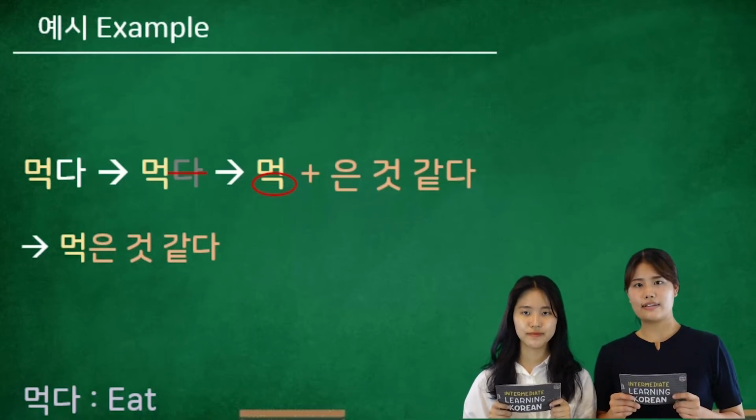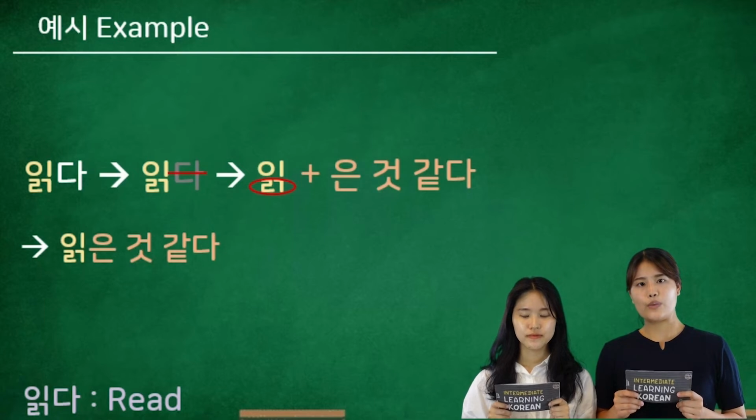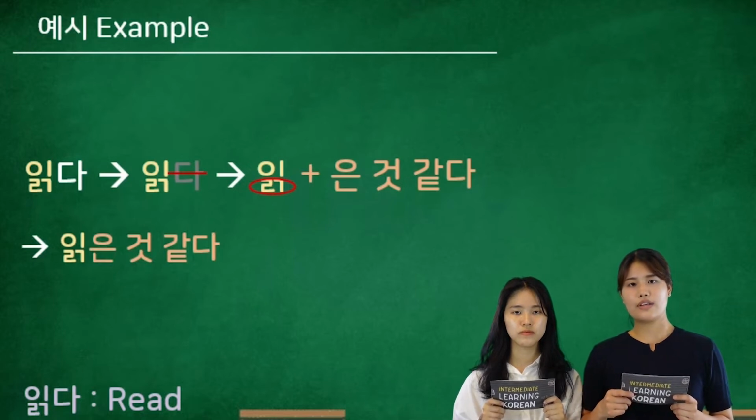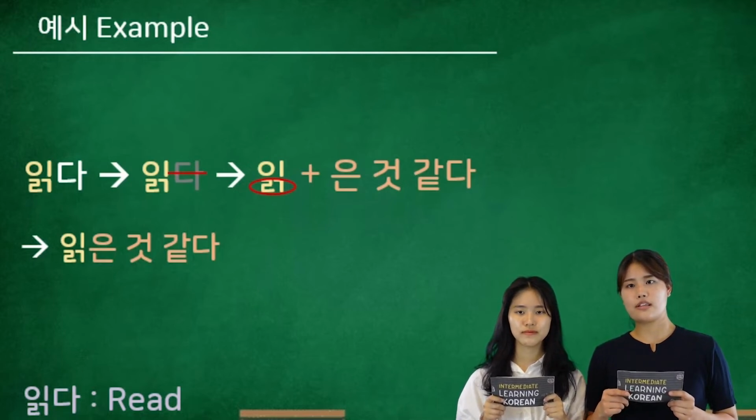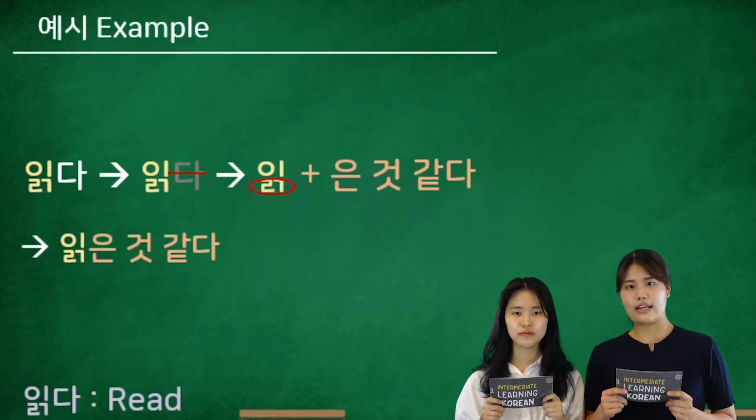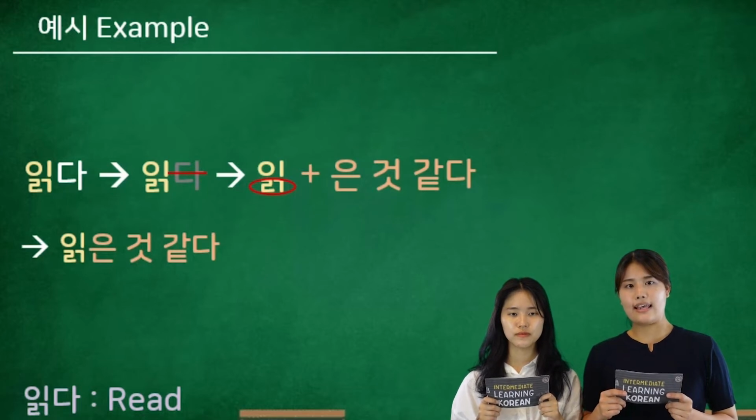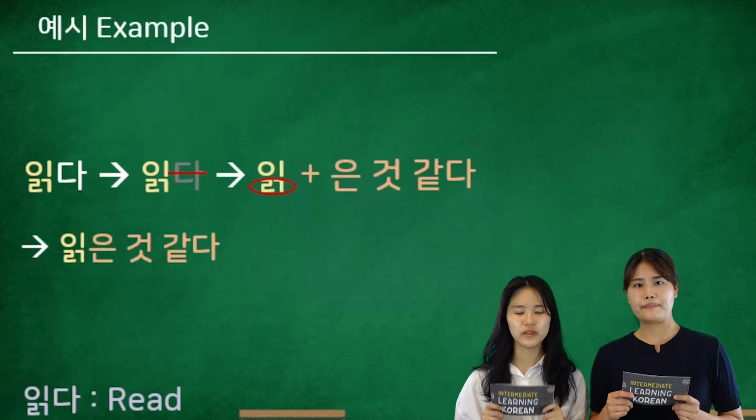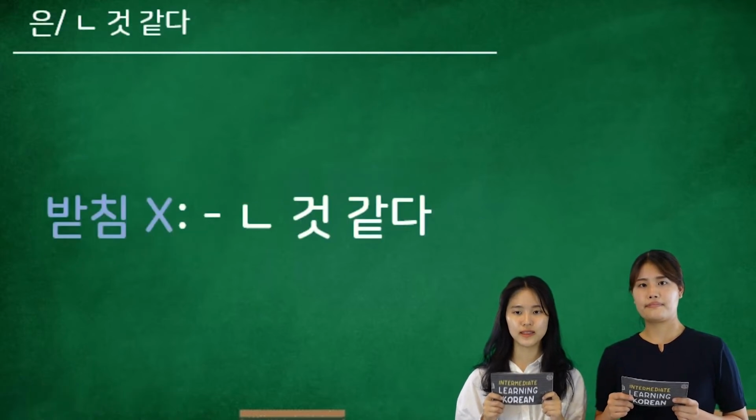Let's look at another example. When we see the verb 읽다, we first delete 다. Then you can see that there is a final consonant in the stem of the verb. Then you can use 은 것 같다 after it. It becomes 읽은 것 같다. Yes, I will explain 니은 것 같다.